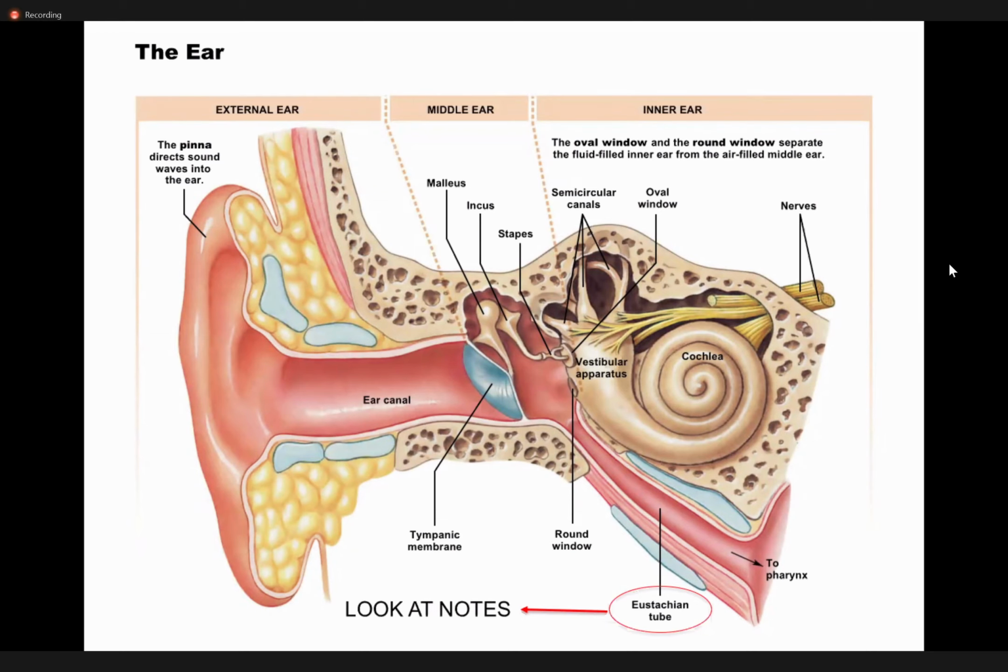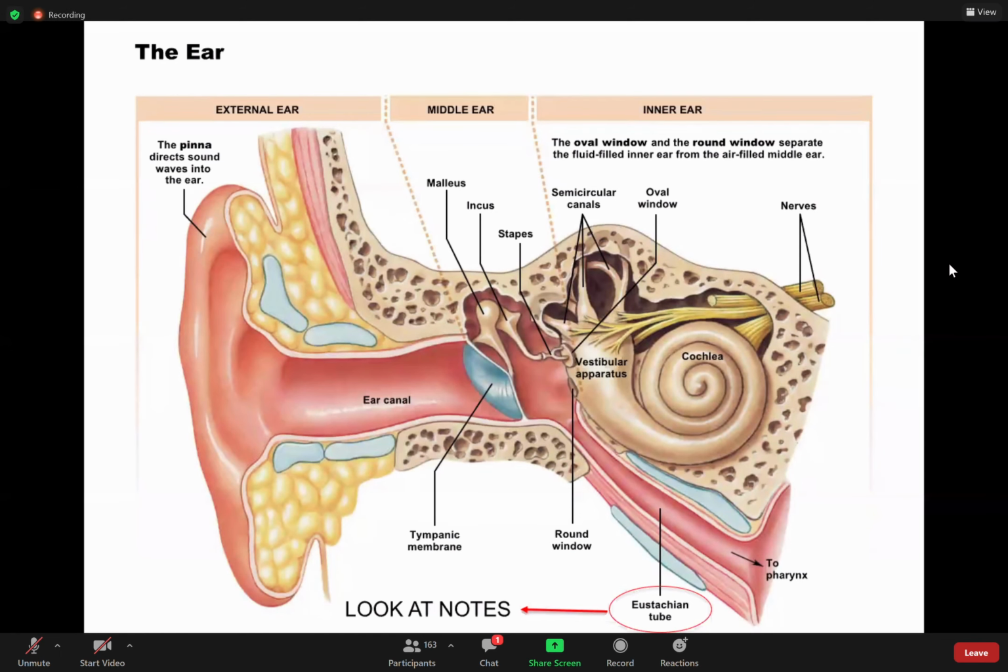In the occasion, however, that these tubes are clogged, then we have a diminished perception of sound due to the fact that the tympanic membrane cannot vibrate to the extent that it would like to in order to be able to amplify the sound.